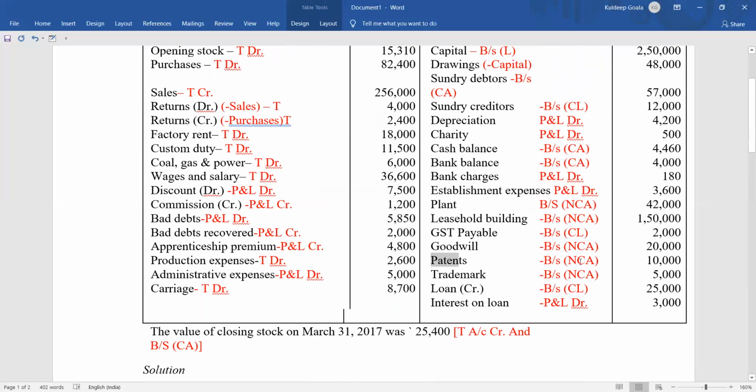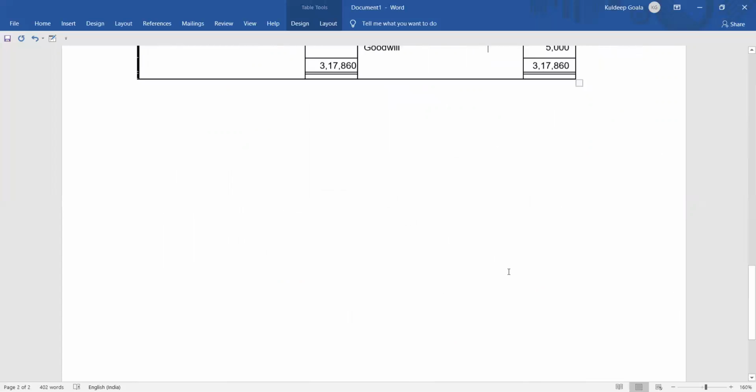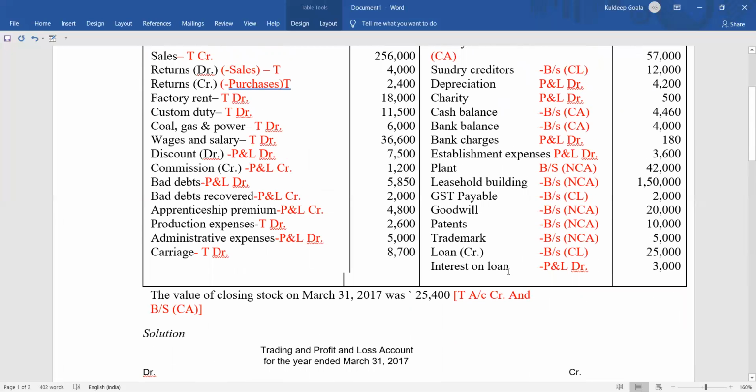After that, one by one, we can go with that. Patent is there. Goodwill will come at last. Okay. Patent is there, 10,000, and trademark is there, 5,000. So both will come. Now at last, let's see what is there. So trademark is 5,000. And at last, goodwill, it is 20,000.